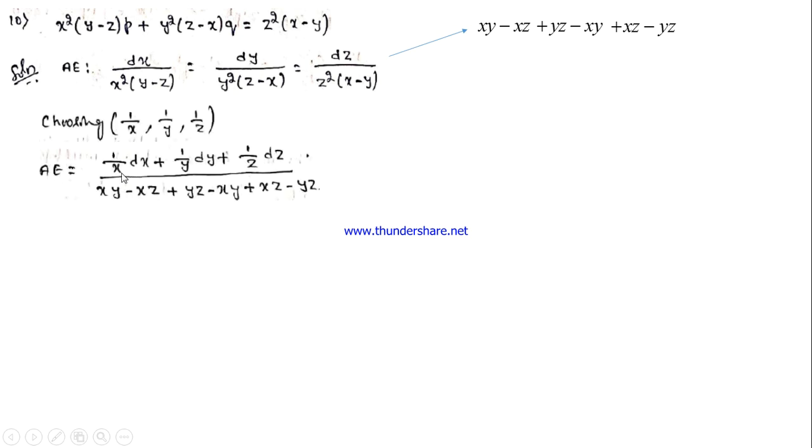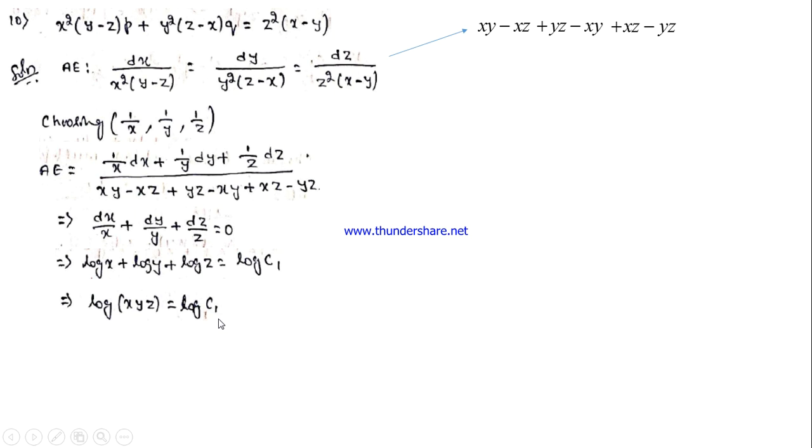With that, we get 1 by x dx plus 1 by y dy plus 1 by z dz divided by this expression. We already proved it is 0. So numerator is equated to 0. And is it an integrable form? Function of x into dx, function of y into dy, function of z into dz equal to 0. Integrate. And log a plus log b becomes what? Log of a into b. So it is log a plus log b plus log c, that gives log of abc, that is equal to log c1, that gives xyz equal to c1. Okay, in the same problem, instead of choosing these multipliers, you can also choose z by x, z by y, 1, even that is also fine.